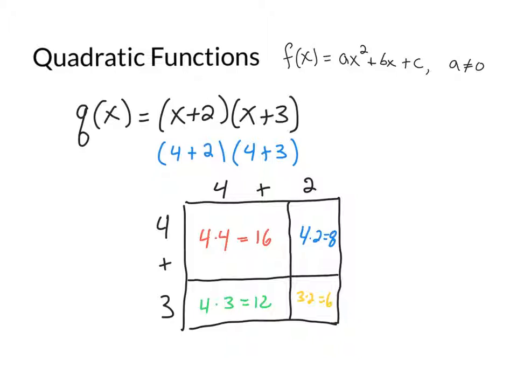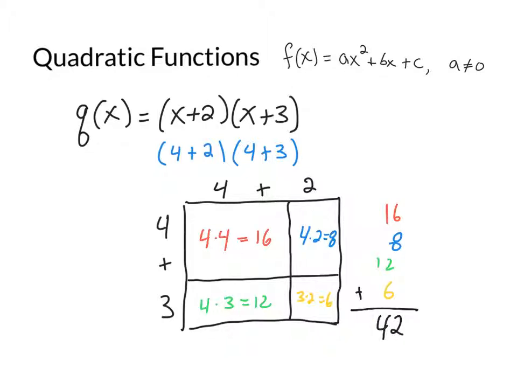Alright, so if I wanted to find all of the area, what I would do is add all of these things up. I would do 16 and 8 and 12 and 6, and I would go ahead and add all of these things up. And so what we get is 42.